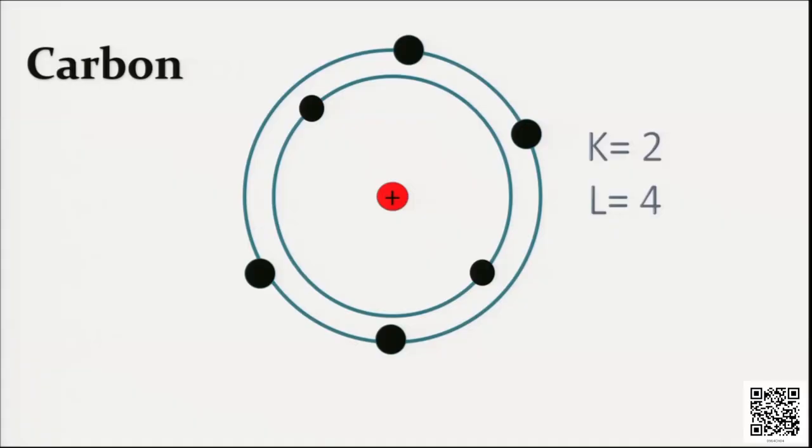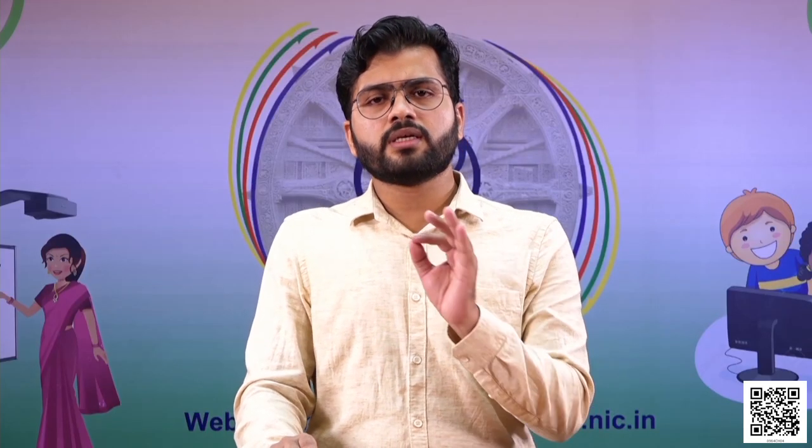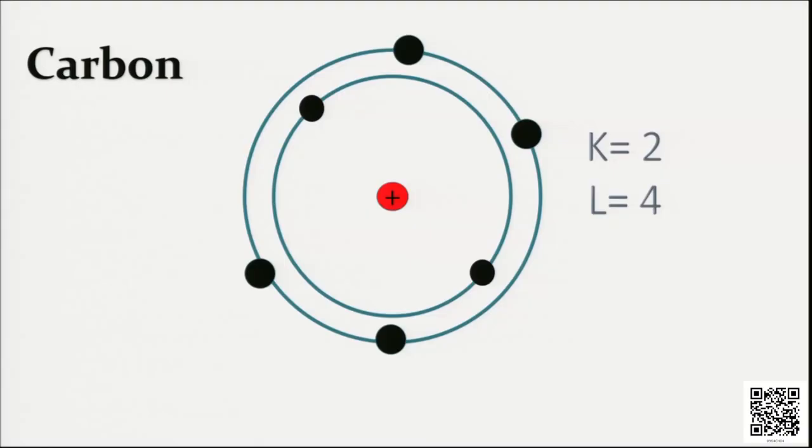Let us take another example to understand it with more clarity. That is carbon. As you know, carbon contains 6 electrons. And how are these 6 electrons distributed? The first cell, that is K cell, can have a maximum of 2 electrons. And the remaining 4 electrons go to the L cell. So we can say in carbon, the electronic distribution is 2,4. That is, in K cell, 2 electrons, and in L cell, 4 electrons. So for carbon, the outermost orbit is the L cell, which contains 4 electrons. And the innermost cell is the K cell, containing 2 electrons.